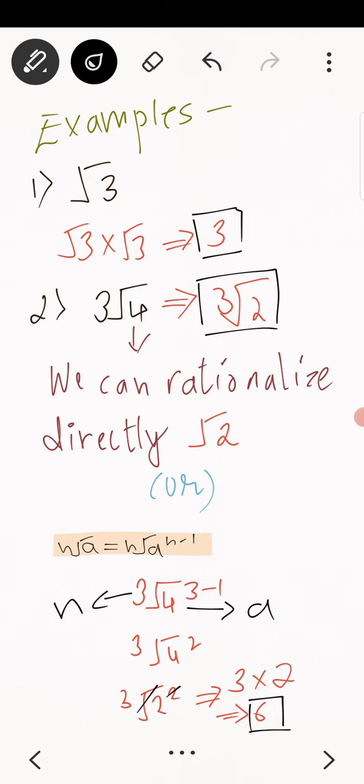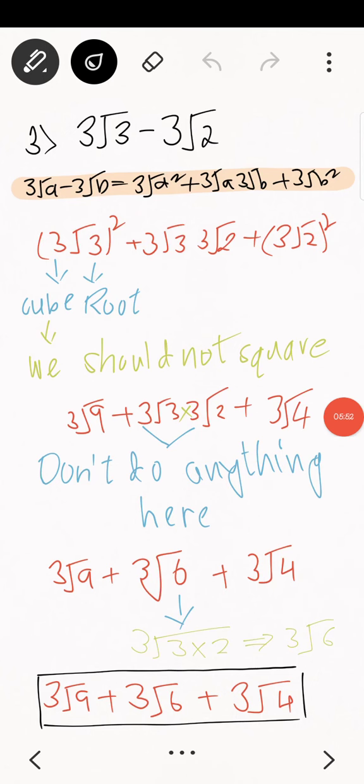Now, as I mentioned here, we can rationalize root 4 as root 2. Okay. So, square and root will cancel, and now it will become a multiplication. Then we will get the answer as 6. Now we will see one more interesting example from our important factor, in the sense rationalizing factor.